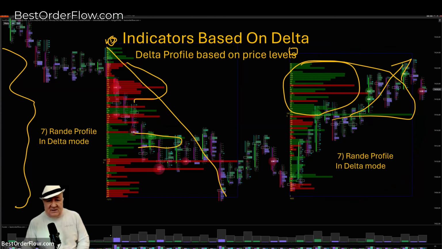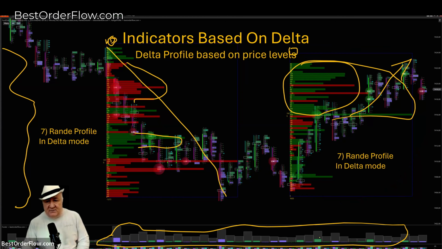Along with that, you can see the volume semi-transparent out there with the delta, right here. It is the green delta, green delta, green delta. It is the negative delta.